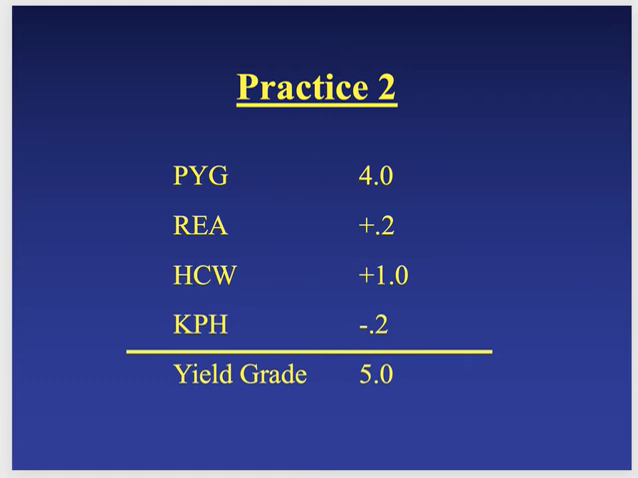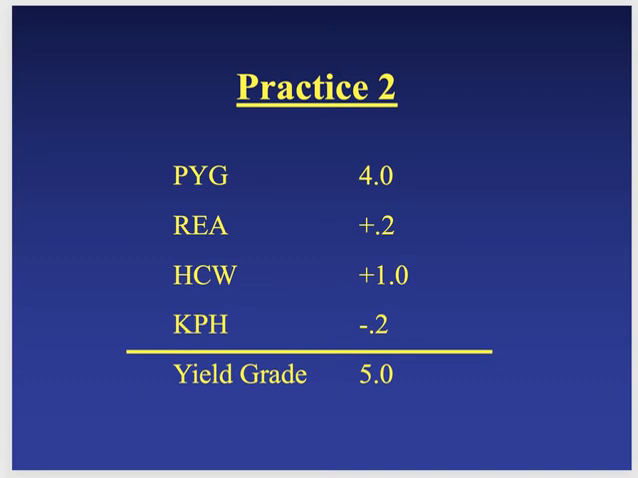But ribeye area is plus 0.2. Gonna help. It's a bigger carcass. It's gonna be a smaller ribeye. Small 10-inch ribeye. Gonna be quite a bit smaller. Hot carcass weight is 1.0. Add that to it, and we take away 0.2. So with all those changes, we end up with a 5.0, right? So the 2s cancel each other out, and then we add a 1 full point. On the PYG, we end up with 5.0.